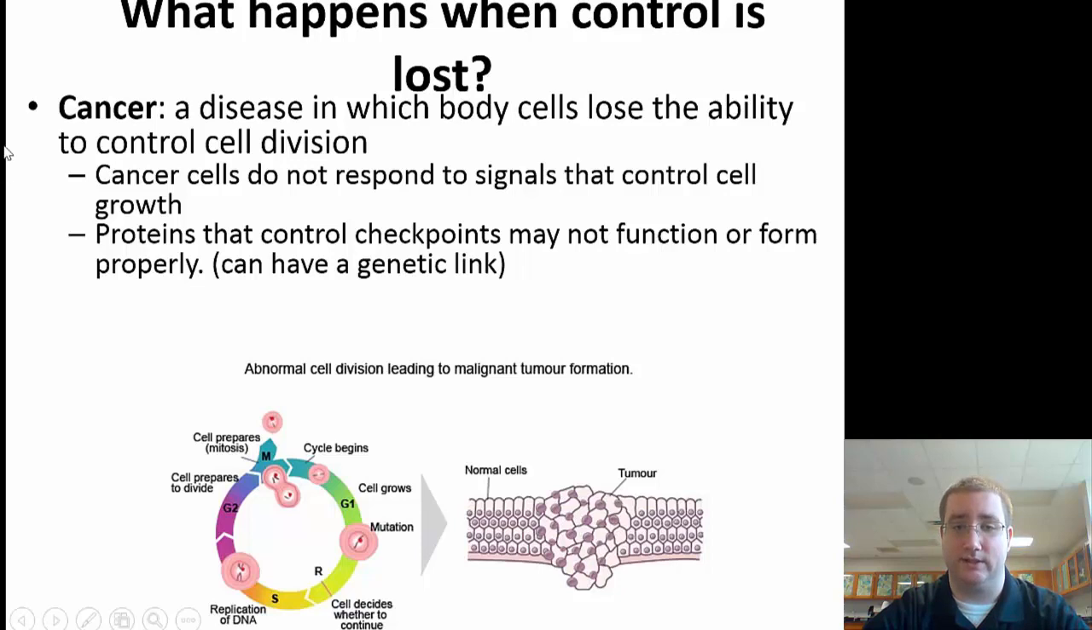Or internally, those checkpoint proteins, those proteins that are checking inside of the actual individual cell, might have a mutation and no longer function or form properly. These ones can have a genetic link. It is possible to have some genetic mutations that are passed along to you that increase your risk of developing cancer within your lifetime.